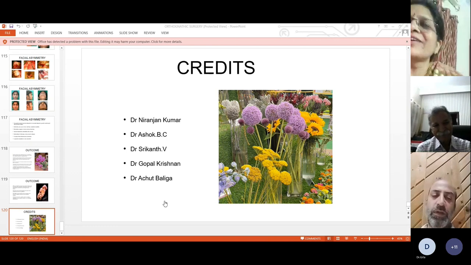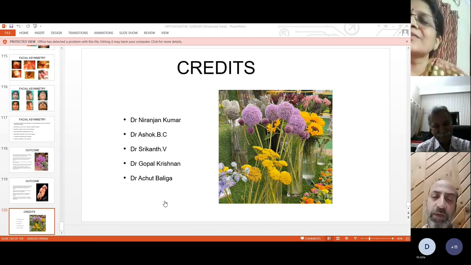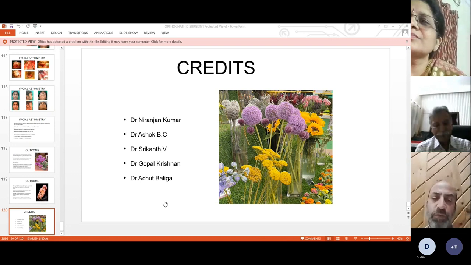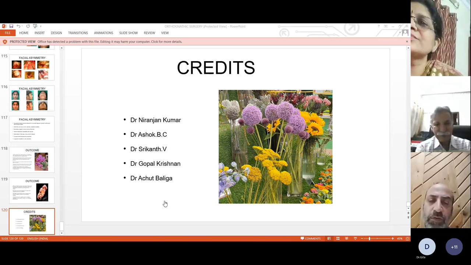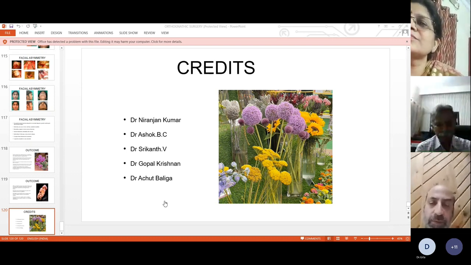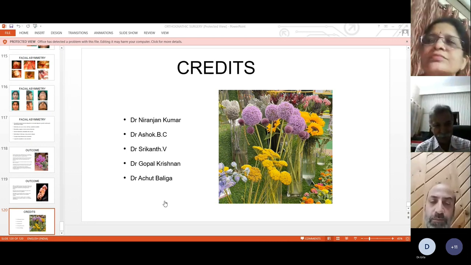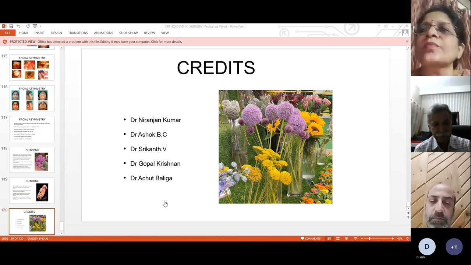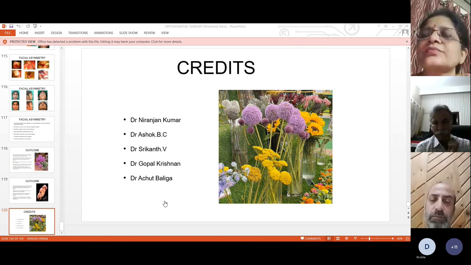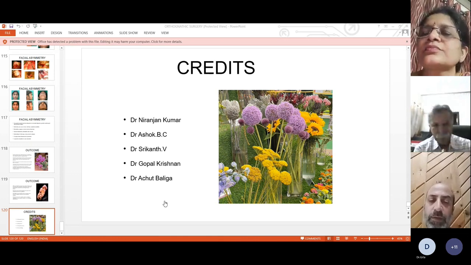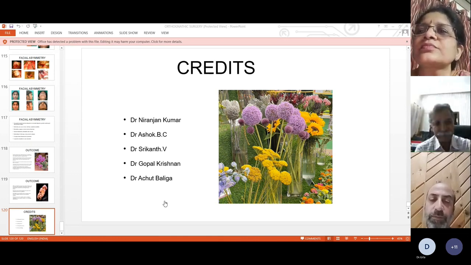Sir, one more thing, do you think it is superior to take the bone graft from the cranial bone? Not necessarily. I have seen all these sources: the inner cortex of the alveolar, the iliac crest is equally good, and rib is equally good, and cranium is equally good. Actually, cranium is easier to harvest.